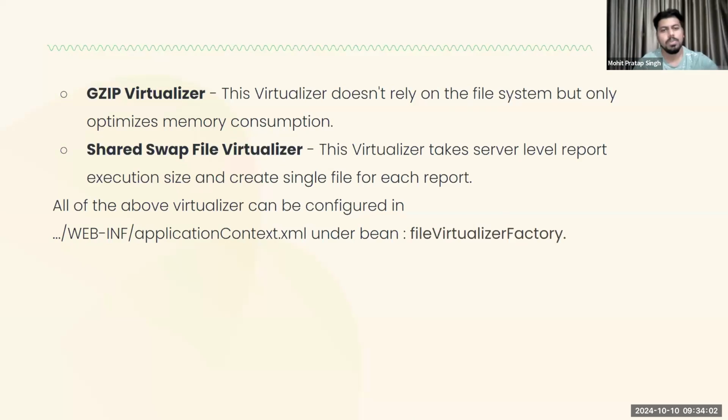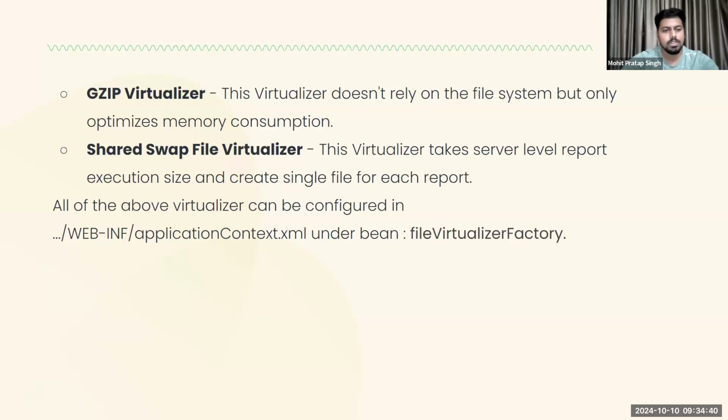In the case of gzip, it does not create any particular virtual file, but it optimizes the memory consumption according to the usage of report execution. Then we have shared swap file virtualizer. In this case, the number of pages for the JasperPrint is based on the server level. So if you have a high concurrency report execution, but the reports are of medium size, then the shared swap file virtualizer will get triggered. All these virtualizers can be configured in the bean of file virtualizer factory.